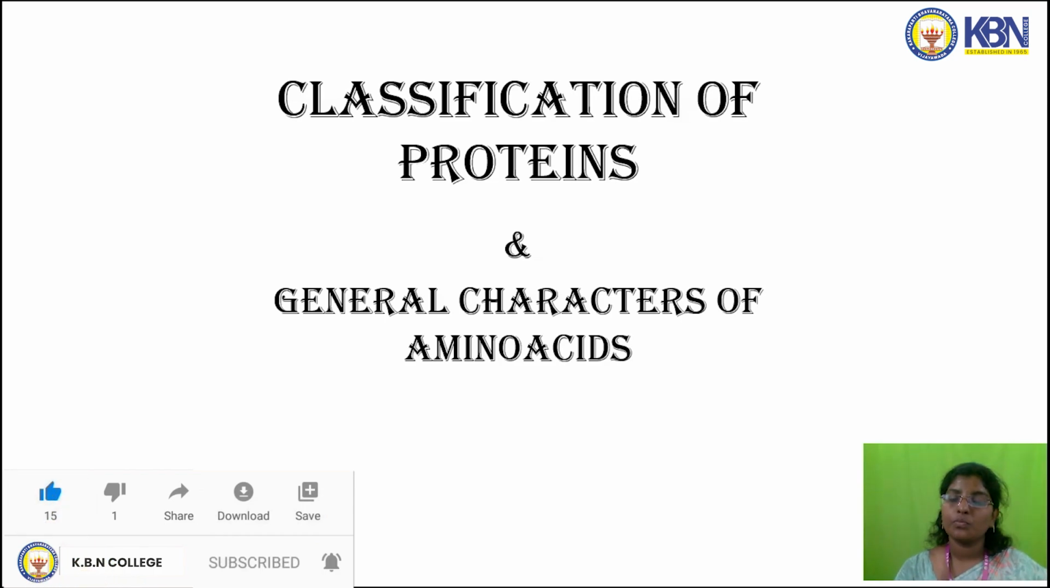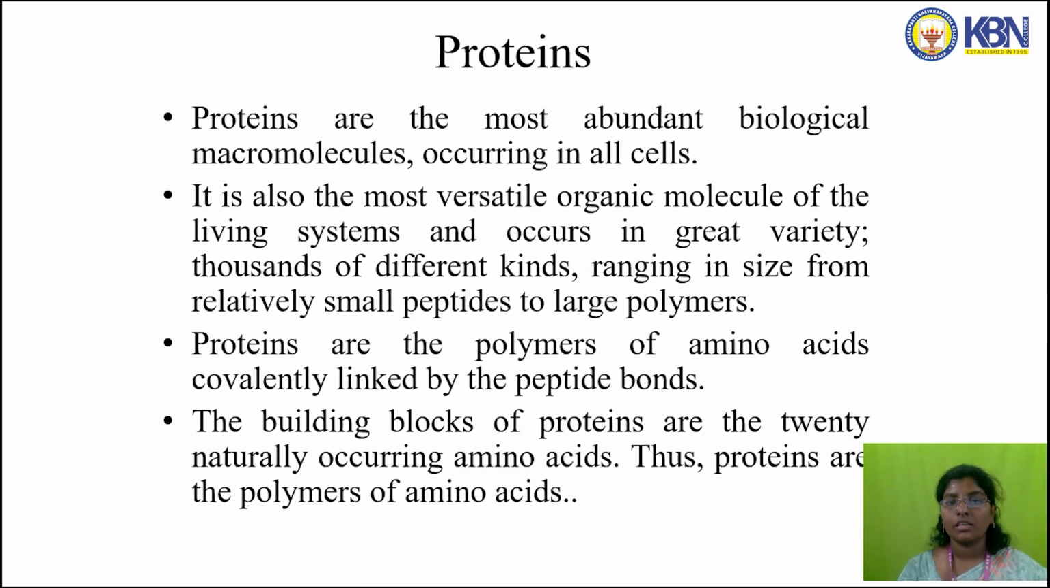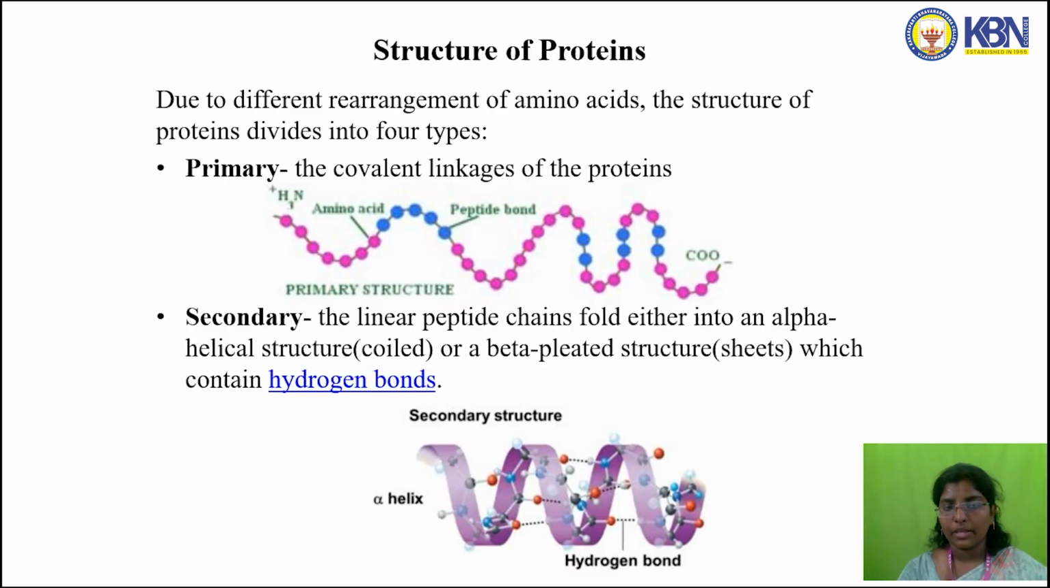Next, classification of proteins and general characters of amino acids. Proteins are the most abundant biological macromolecules, occurring in all cells. They are versatile organic molecules present in all living systems, in thousands of different kinds, ranging in size from relatively small peptides to large polymers. Proteins are the polymers of amino acids covalently linked by peptide bonds. The building blocks of proteins are the 20 naturally occurring amino acids. Thus, proteins are the polymers of amino acids.